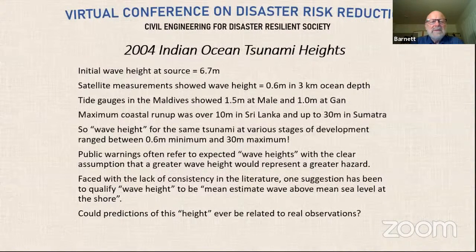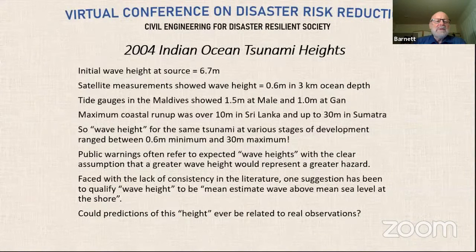Tide gauges in the Maldives showed 1.5 meters at Malé and 1 meter at Gun, but the maximum coastal run-up was over 10 meters in Sri Lanka and up to 30 meters in Sumatra. So what's the wave height we are comparing with other tsunamis? We can pick between 0.6 meters minimum and 30 meters maximum.